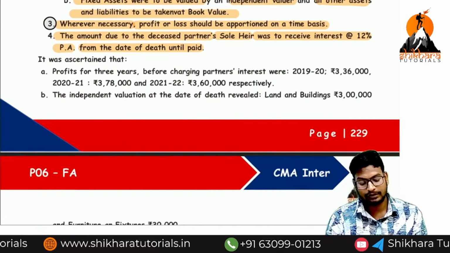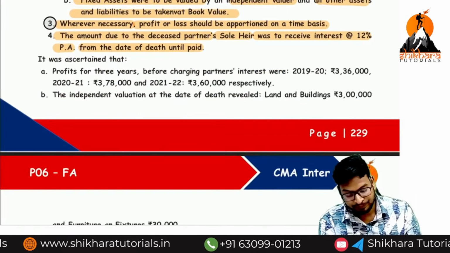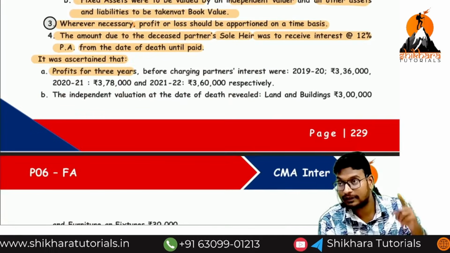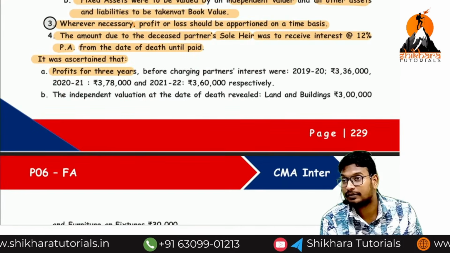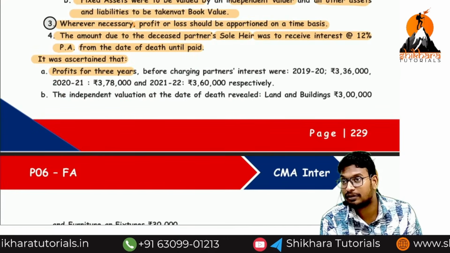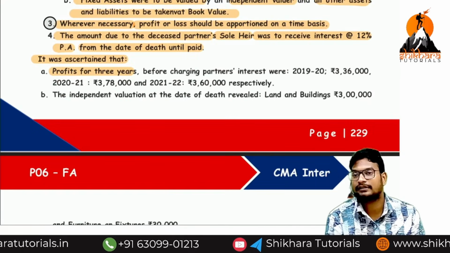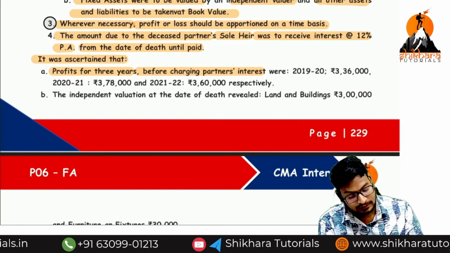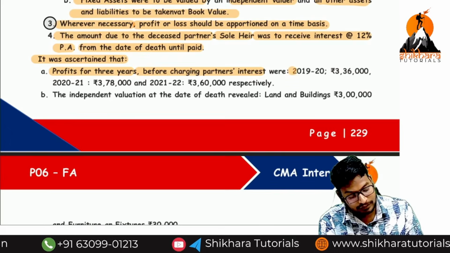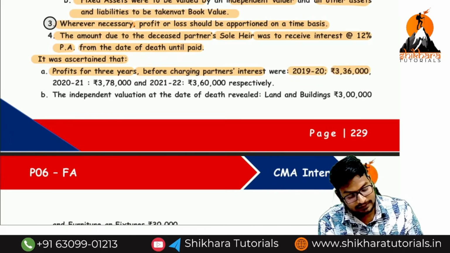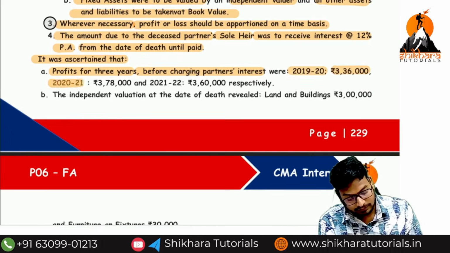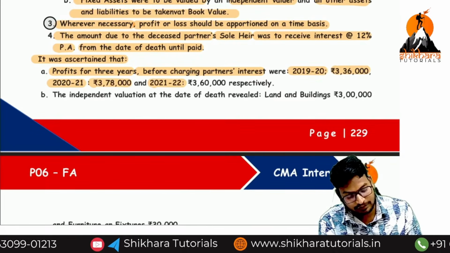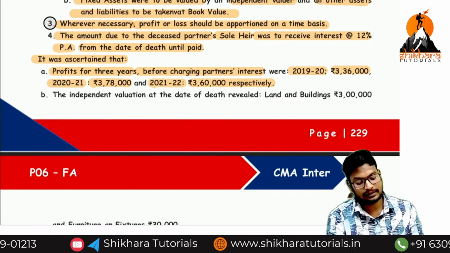Okay, now below they may give or they may not give. It was ascertained that profits for the 3 years, they have given what? 3 years purchase of 3 years average profit, they have given the goodwill calculation. Profits before charging the partners' interest amount to how much, amma? 2020: 3,36,000. 2021: 3,78,000. 2021-22: 3,60,000 respectively.